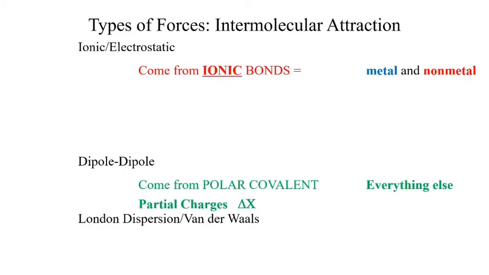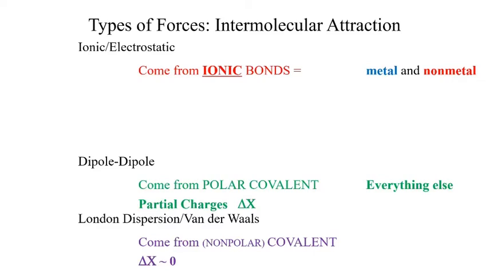The London dispersion or van der Waals forces, how do we know we have those? Well, those come from non-polar covalent bonds. I tend to abbreviate and just say covalent or polar covalent. So I'm differentiating between those two by adding the word polar. I don't have to add the word non-polar because now it's becoming redundant. This is a difference in electronegativity that is about 0.